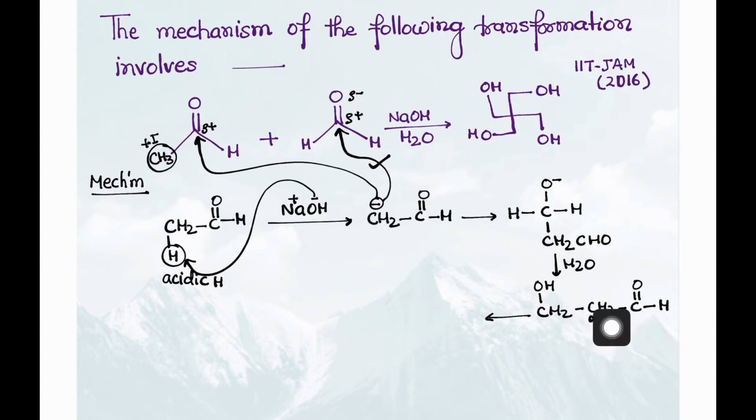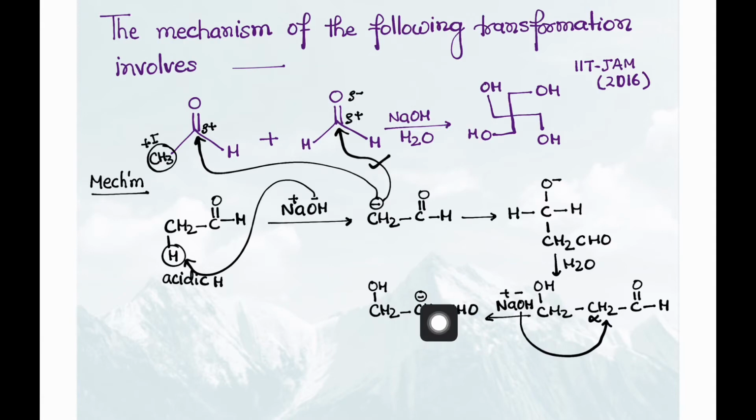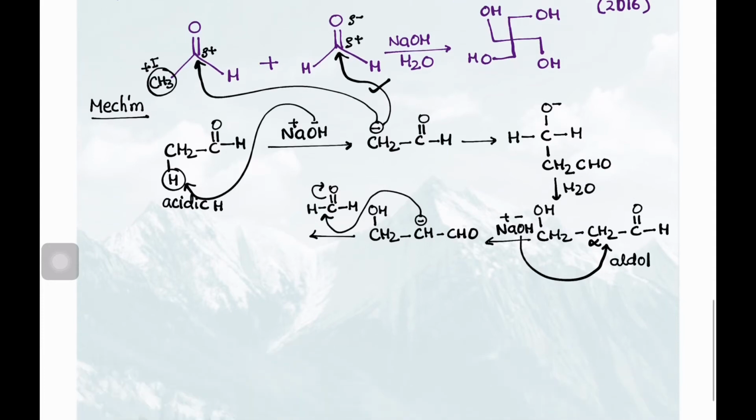Again in this molecule, this is the alpha hydrogen. Two alpha hydrogens are there. So again it will react with NaOH. OH minus will again accept this H plus and again you will get this carbanion, that is CH negative CHO. This will again attack this formaldehyde, and this bond will break down. Again one more aldol reaction. This is basically aldol. One more aldol reaction will be there.